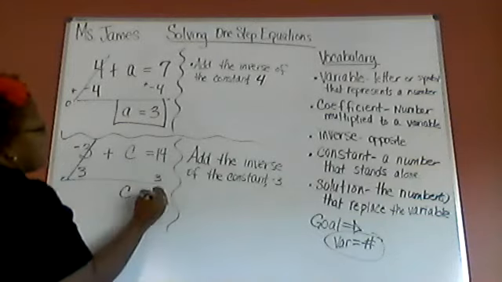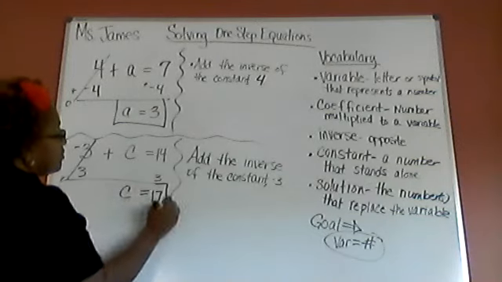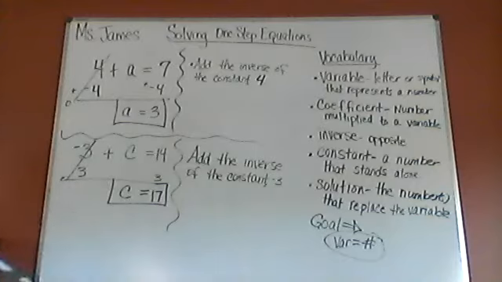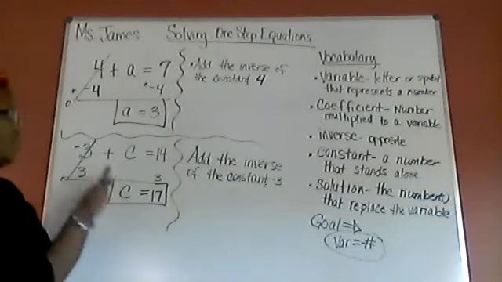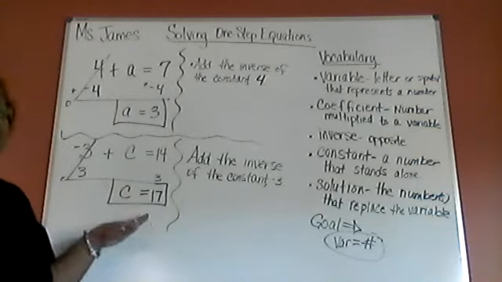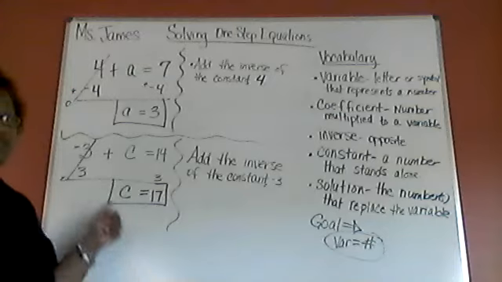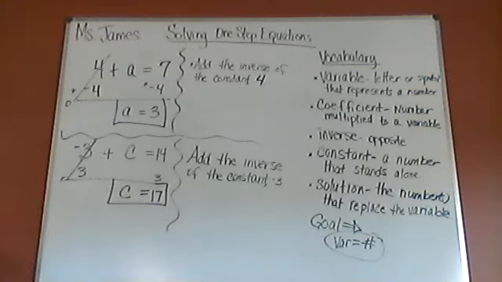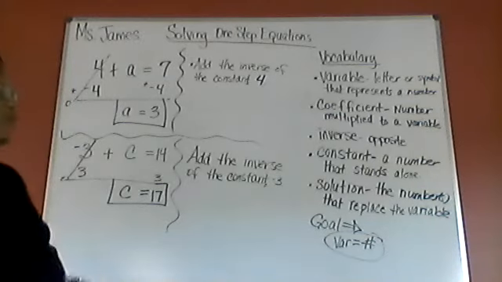14 plus 3 is 17. So our answer is C equals 17. Our solution is 17. And that's how you do adding one-step equations.